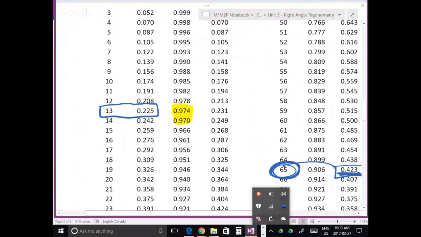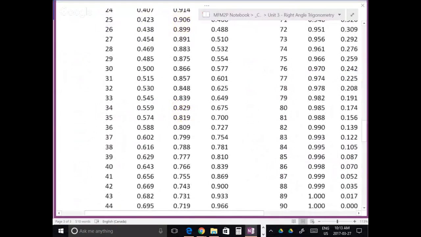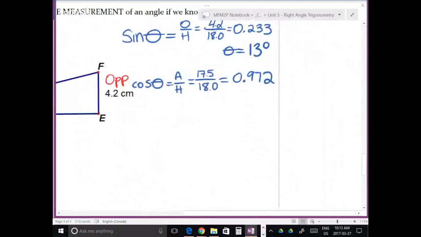Well, it's obviously between those two, right? No, we'll say it's 14. So it's 13 or 14 degrees, right? It's kind of right in the middle. So, okay. In other words, it agreed with our first one, didn't it?